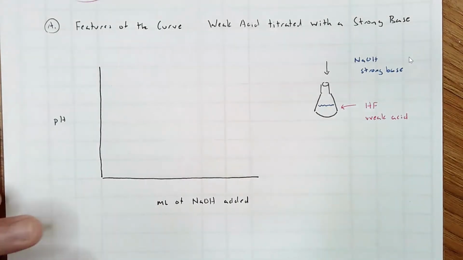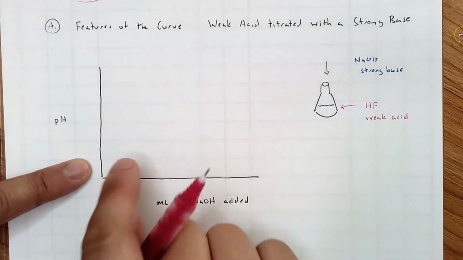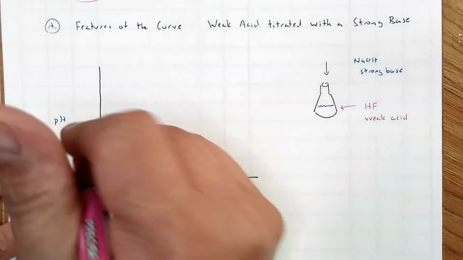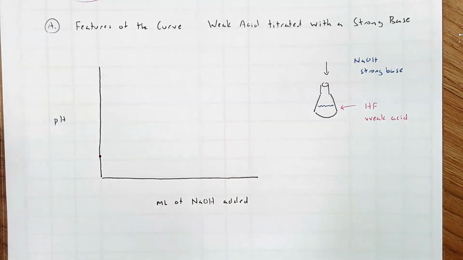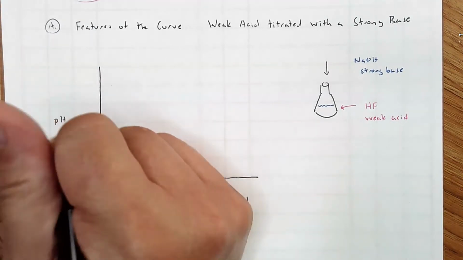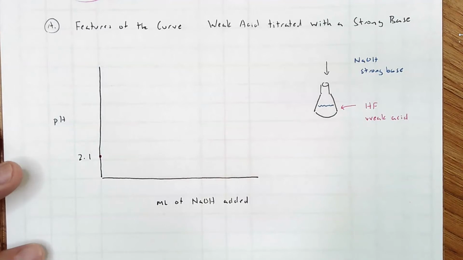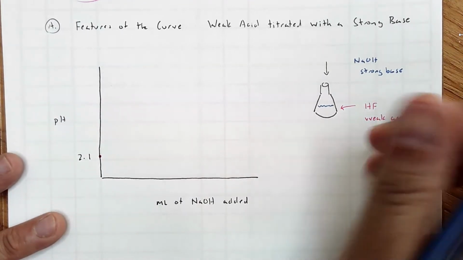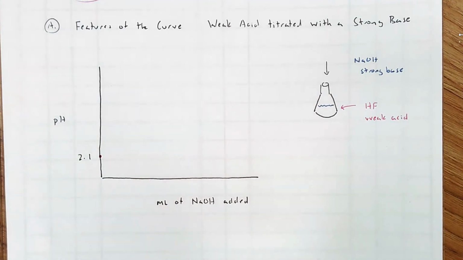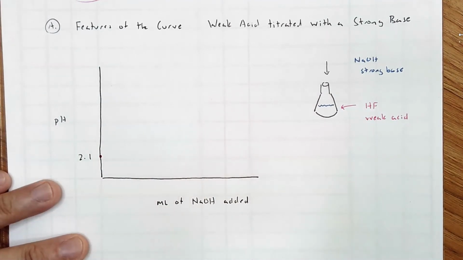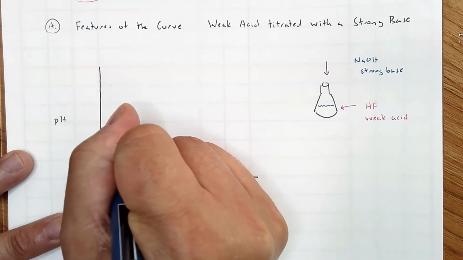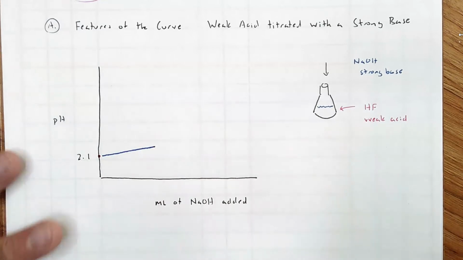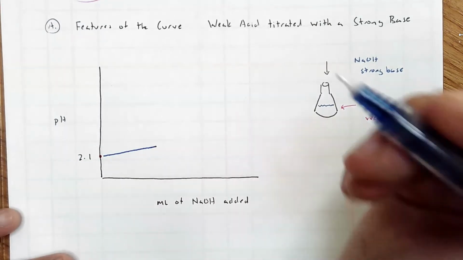Okay, I should have switched colors. But anyway, the pH of your weak acid is still acidic. And so before any base is added, let's put an arbitrary point there. Let's give it 2.1 pH. So here's the interesting part. You're dripping base into this acid, and the pH is going to rise a little bit. So we're still going to get this plateau that we've seen with the strong acid, strong base titration. But it's going to rise a little bit, like that. And so that's pretty standard.